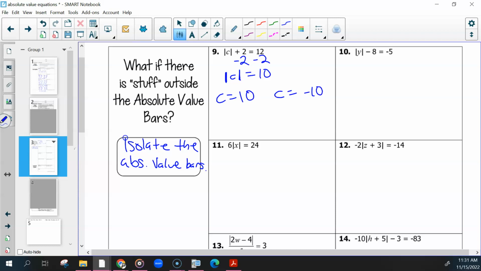If you wanted to, when you write your solution set, you could write it like this. This is plus or minus. This is what that symbol is called. Instead of writing it out, negative 10 and positive 10. But you can write it either way. It doesn't matter. Don't write it both ways, because you don't need that. Do we have any questions on that one?